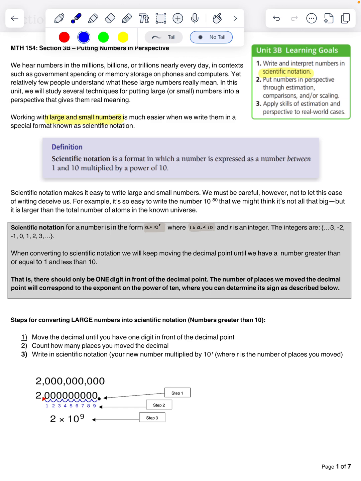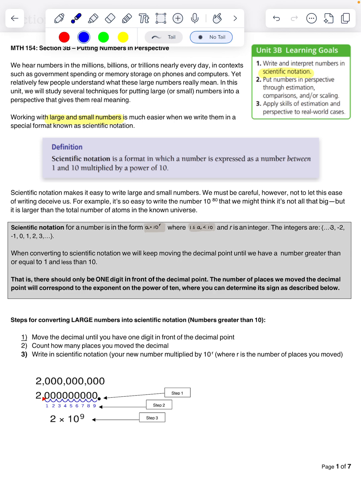We've got to be careful when we're looking at numbers expressed in scientific notation, because if we see something like 10 to the 80th, we might not quite have an understanding of how large that number is. We might think it's really not all that big because it's just expressed in 4 digits here, 10 to the 80th. But actually, that number is larger than the total number of atoms in the known universe. So it is an extremely large number.